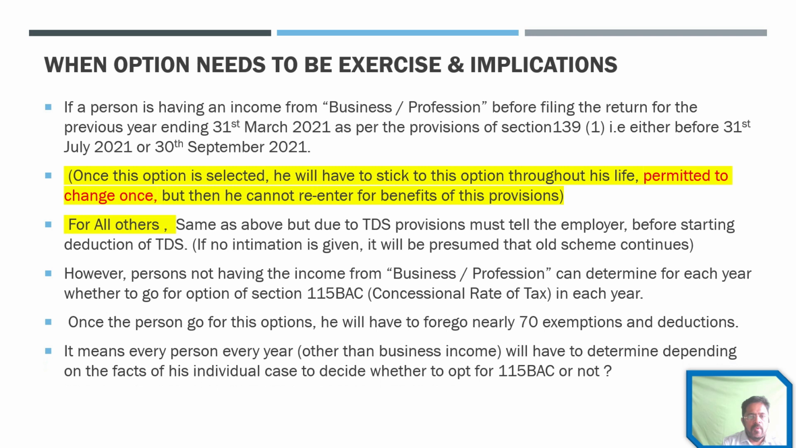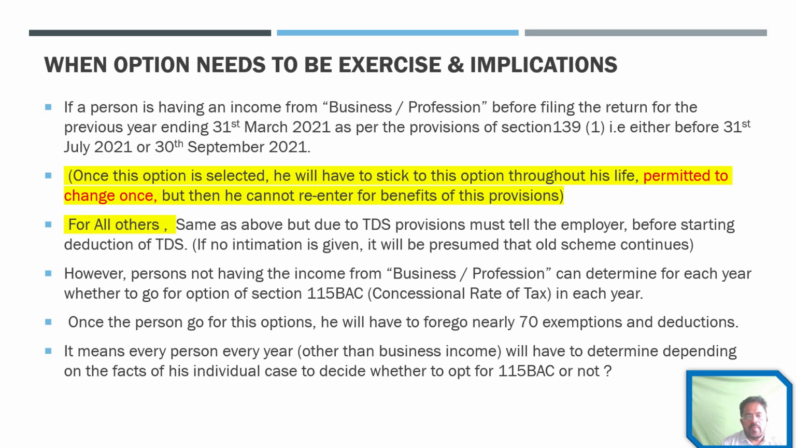scheme. It means that every person other than the business income will have to determine the selection of the scheme every year depending upon the factual position of that particular year. And once this option has been decided, a salaried person can come in, can move out, but as far as the business person is concerned, these restrictions are limited.